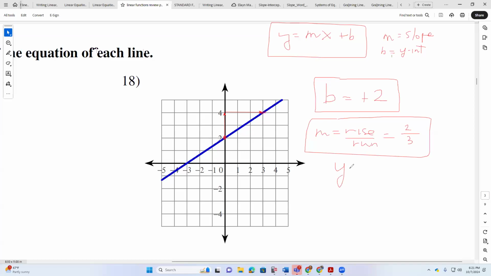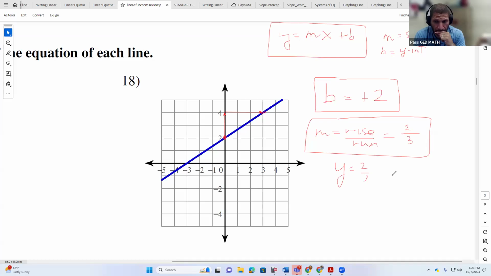y equals mx plus b, which is y equals 2/3 x plus 2. 2/3 what? 2/3 x, yes, plus 2. That's my equation of the line.